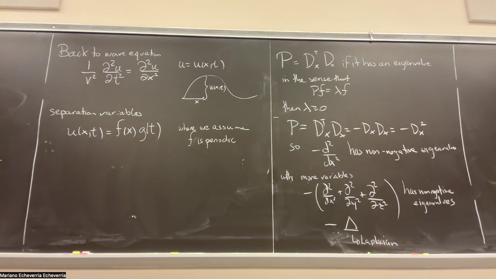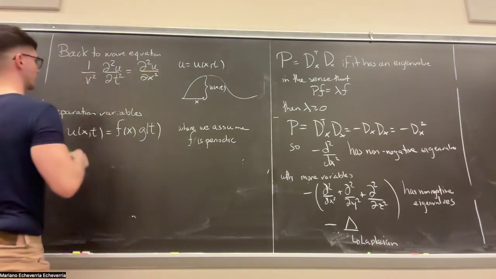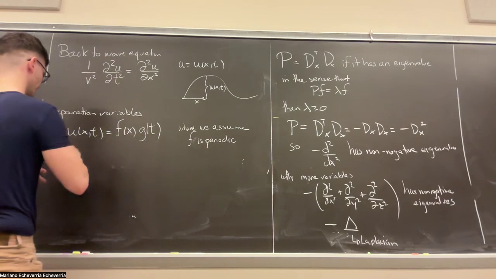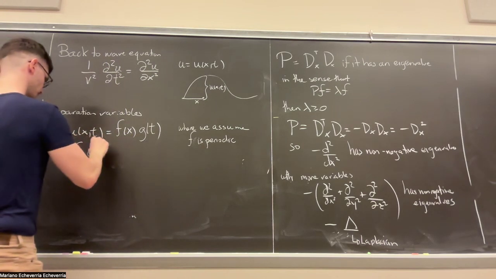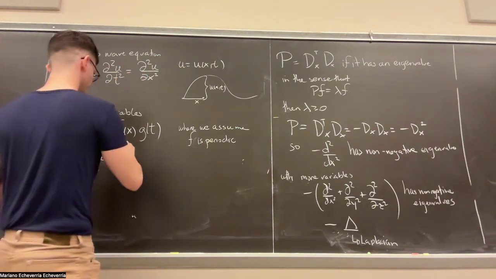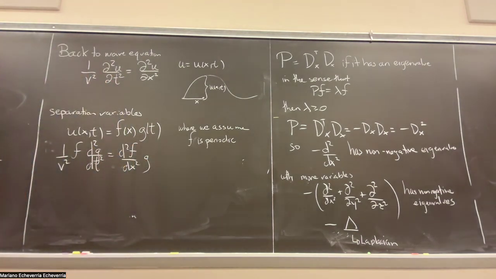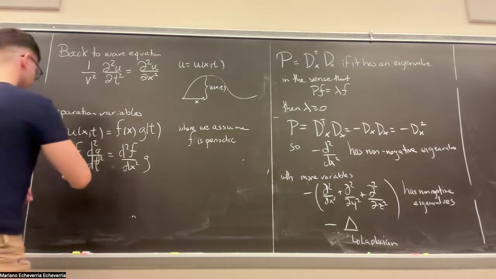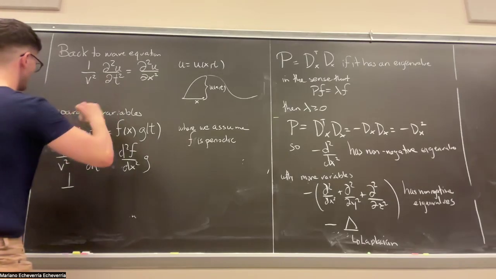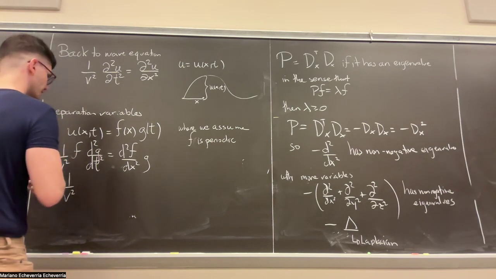So when you do the method of separation of variables, you plug this back into the equation, right? So this would be the second derivative with respect to time of g, and this is the second derivative with respect to x of f. Now what I'll do is move all the stuff that has g to one side and the stuff that has f to the other side. V squared is just a constant, it's just the velocity.